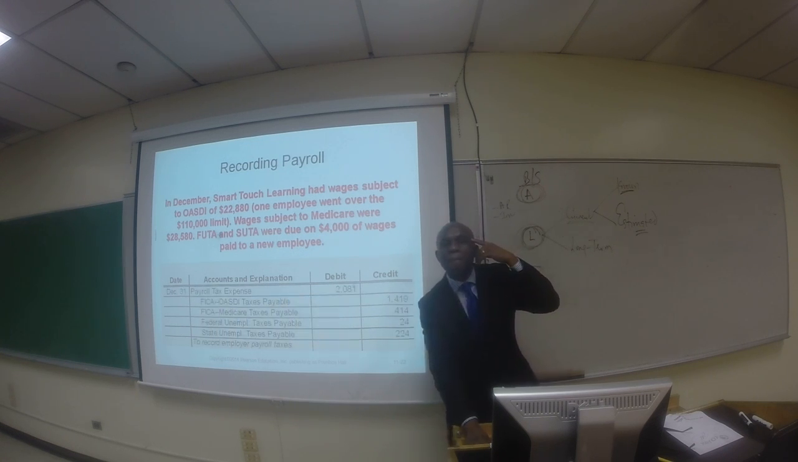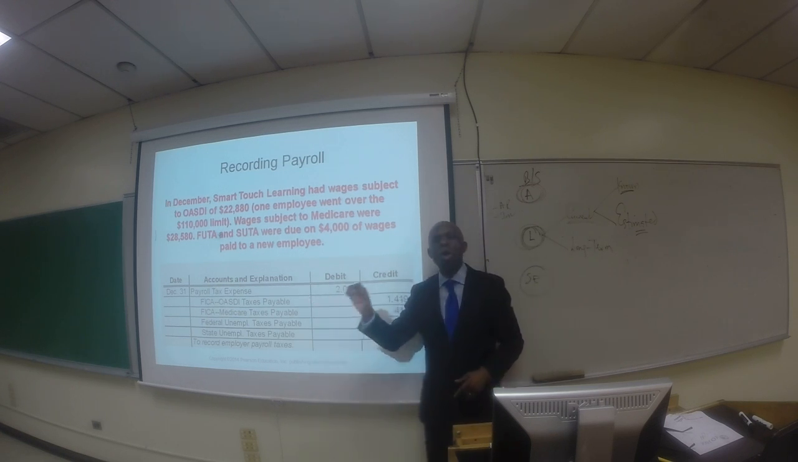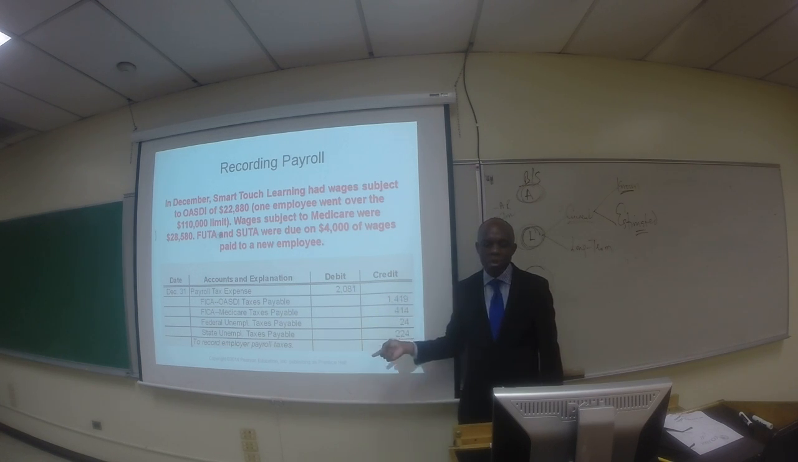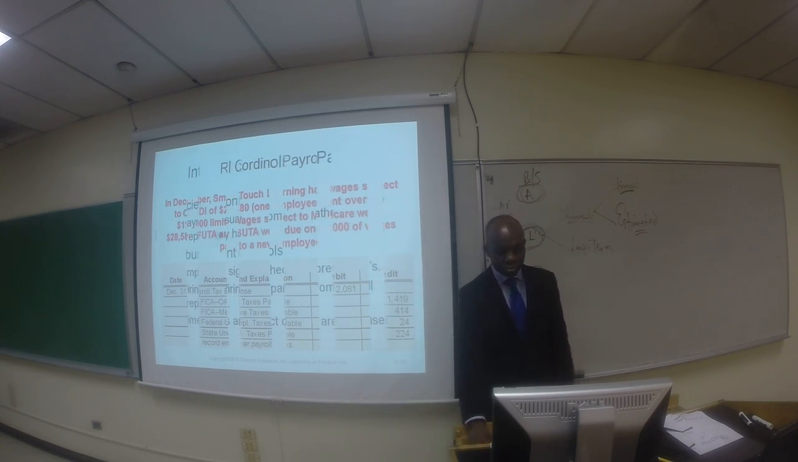So moving along, let's take a look at how we will record payroll tax expense. This is the company's obligations related to payroll. Like I said, look at the title, payroll tax expense. If you don't have payroll, you don't have payroll tax expense. So we debit payroll tax expense for 2081. Look at the components of payroll tax expense: number 1, FICA, the OASDI part of FICA, the Medicare part of FICA, federal unemployment, state unemployment. Add them all together, and that will give you payroll tax expense.